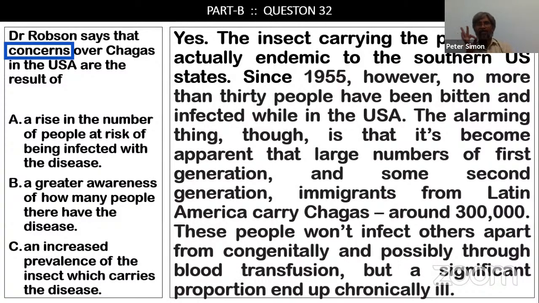Now, concerns. If you take the word concerns, if you go into the center, every answer will be somewhere around the center. Alarming means shocking, appalling, worrying, upsetting, unsettling, troublesome. Okay.